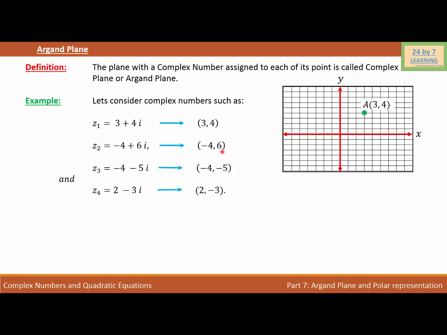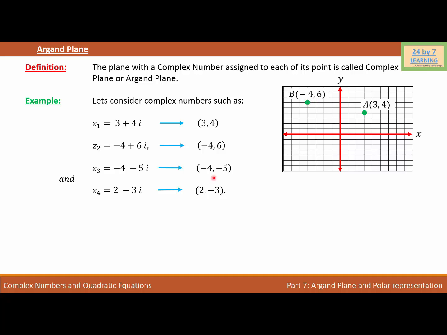In the same way, I'm going to graph the point (-4, 6), where x is negative 4 and y is 6. So I will go 4 on the negative side of the x-axis, so 1, 2, 3, 4, and then 1, 2, 3, 4, 5, 6. And this is the coordinate of point B, (-4, 6).